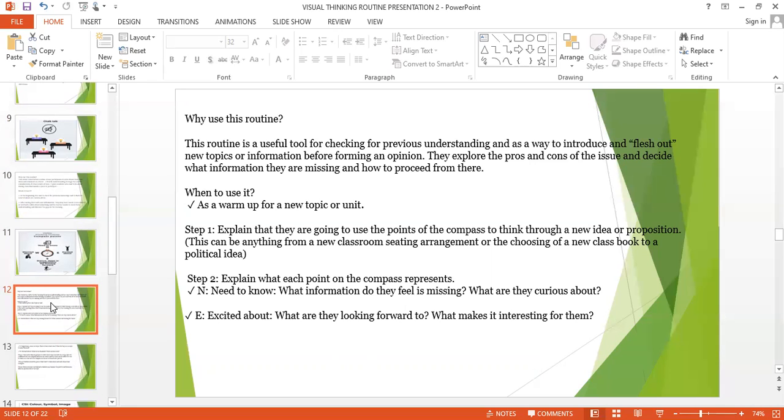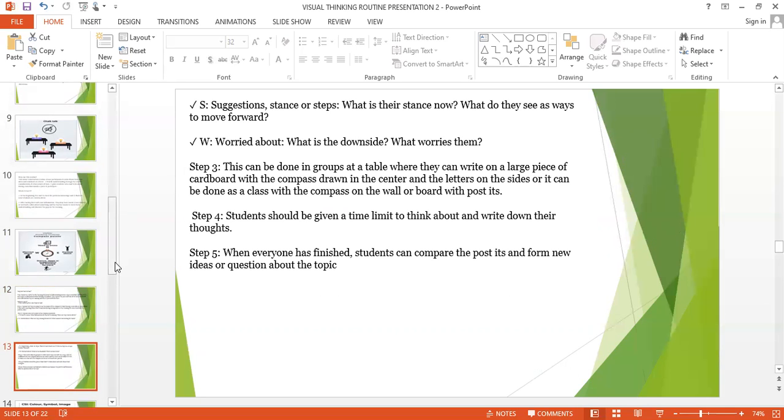As I said, N stands for need to know. In this, students say what information they feel is missing, or what they are curious about. E stands for excited about. So, what students are looking forward to and what makes it interesting for them.